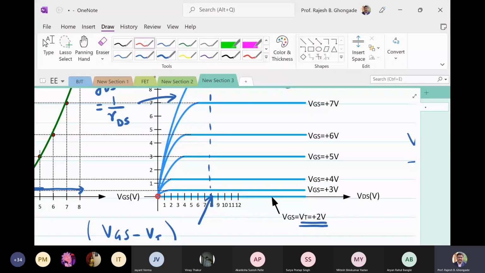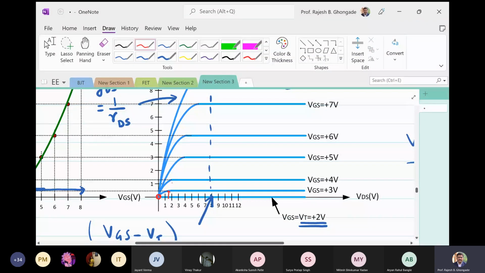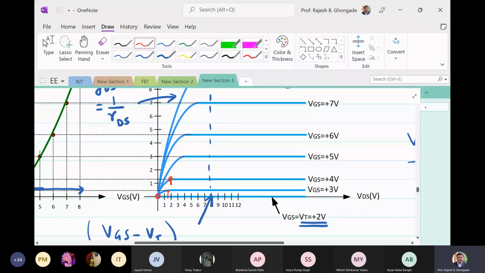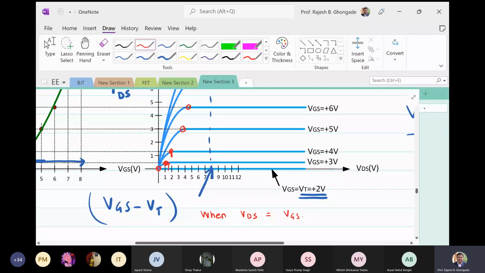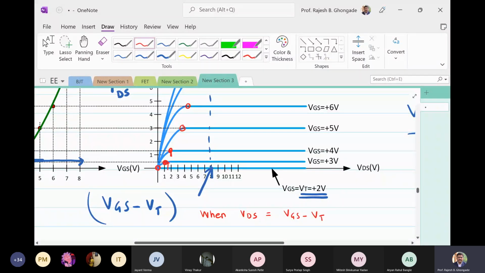So if you see carefully, saturation has started occurring here when VGS was 3 volts. Nearly that. It has started appearing here when VGS was 4 volts. Here it was, let us say, 3 volts. And then started here, started here, started here. If you look at the numerical values of these points, they are nothing but VGS minus VT. Or in simple plain words, when VDS is equal to VGS minus VT, that flattening has started occurring for different values of VGS.